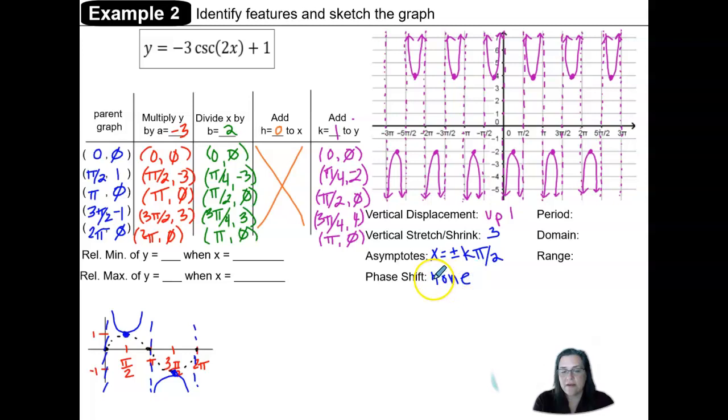The period is 2 pi divided by the b, and our b is a 2. So 2 pi divided by 2 leaves a period of pi units. The domain is all real numbers except those asymptotes. So the domain is x's that are not equal to plus or minus k times pi over 2.